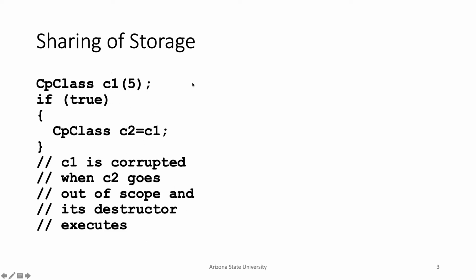Here, in this example right here, I'm creating an object C1 from just an integer. So I'm creating it normally. Then in this statement right here, I'm calling the copy constructor because I'm constructing C2 from another object of the same type, which is C1 in this case. So here I'm doing a copy.